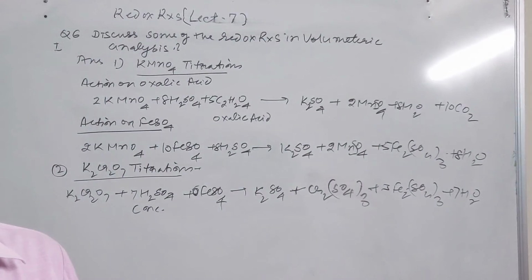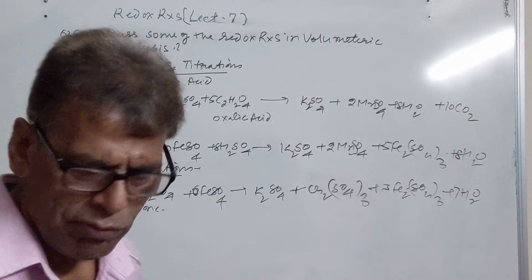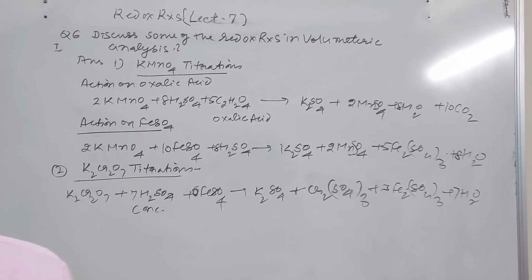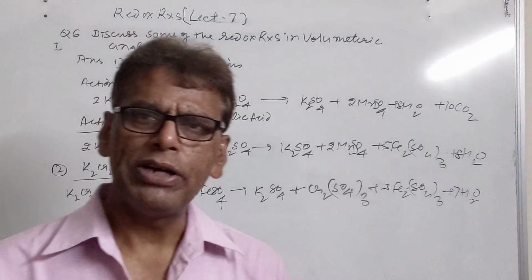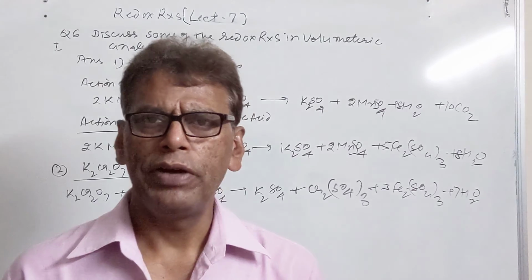So these are your volumetric analytic titrations which involve the redox reactions. So this is all about our redox reactions unit. Tomorrow we'll start with the fresh unit, that is inorganic chemistry. The chapter will be hydrogen. Thank you very much.